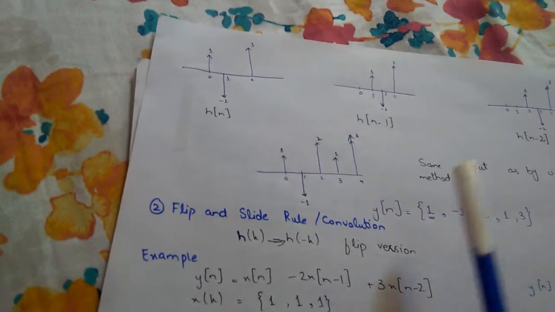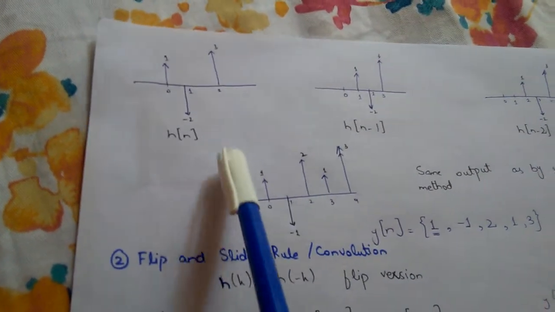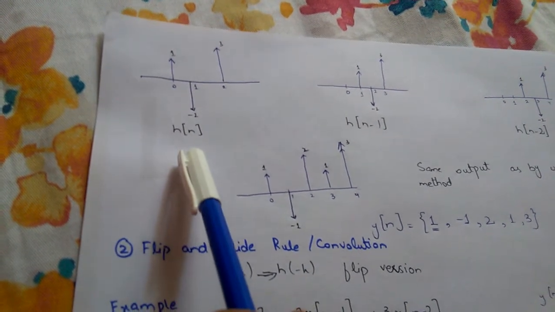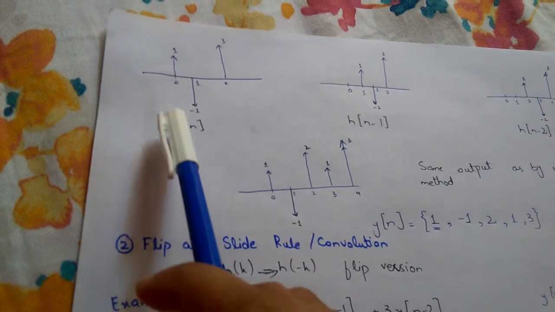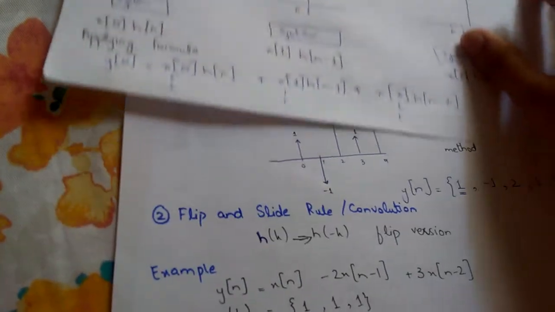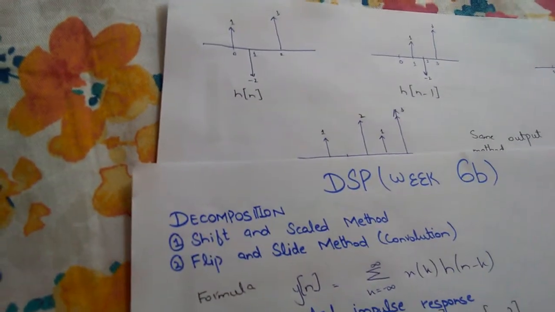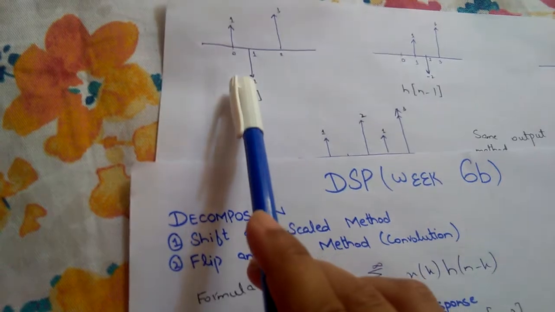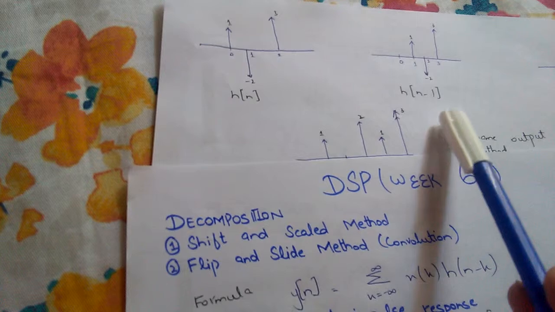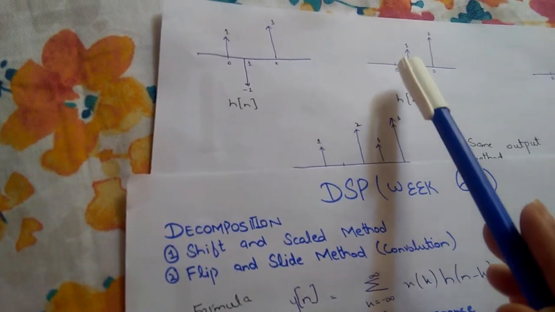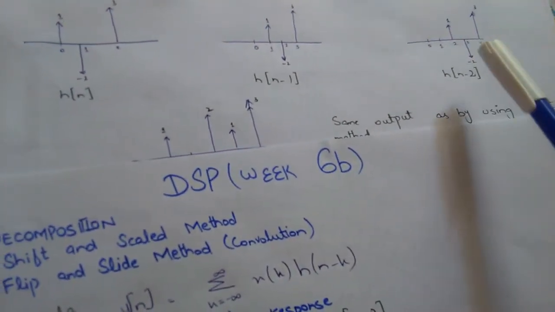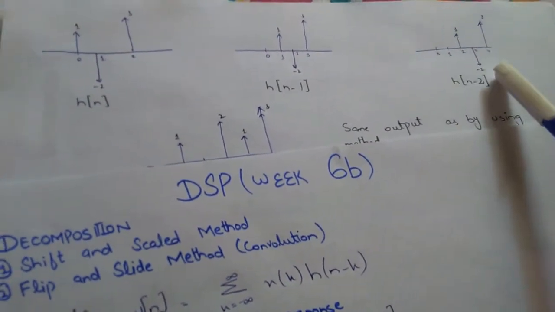So when I add these, I write it again. This is the response of h of n, and we know that h of n is equal to 1 minus 2 and 3. So at 0 it is 1, at 1 it is minus 2, at 2 it is 3. For h of n minus 1, we start from 1, the responses are the same, 1 minus 2 and 3. And for h of n minus 2, it starts from 2, 1 minus 2 and 3.